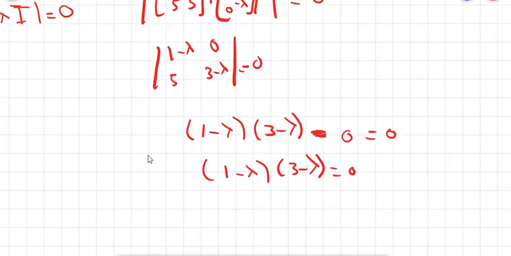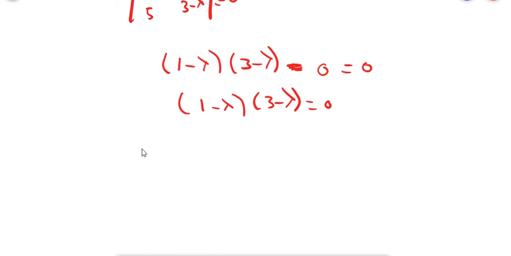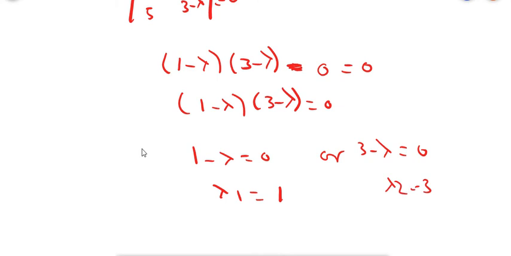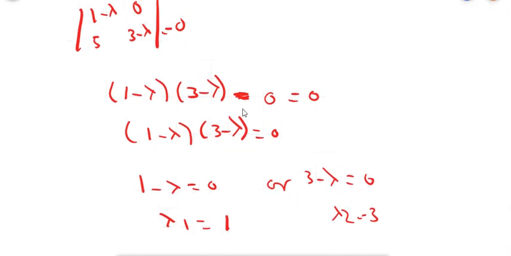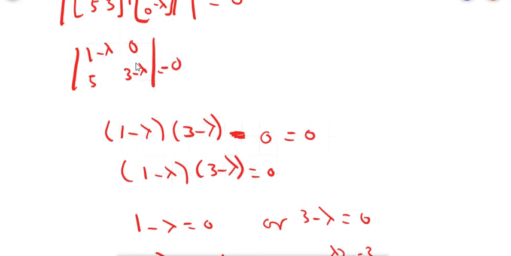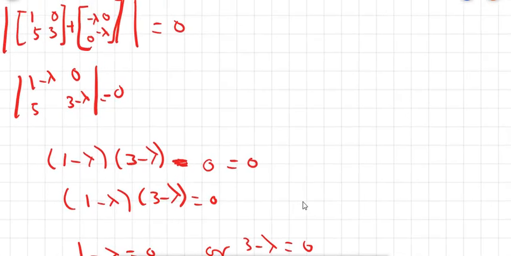Now how will we find the value of lambda? So 1 minus lambda equal to 0, or 3 minus lambda equal to 0. So lambda 1 is equal to 1, and lambda 2 is equal to 3. Okay, this is the way of finding lambda. Now maybe when you want to find it, it will be a quadratic equation, so you have to solve a quadratic equation.